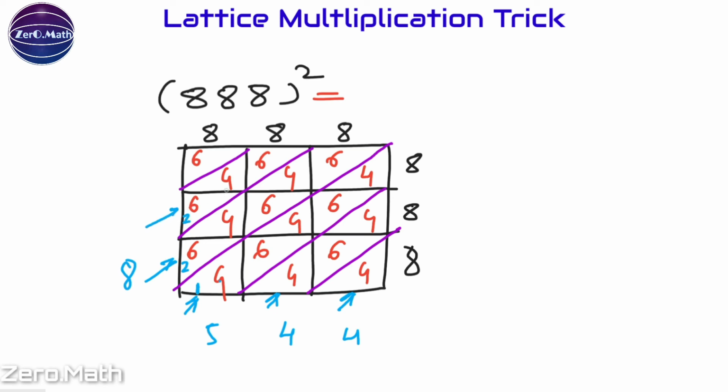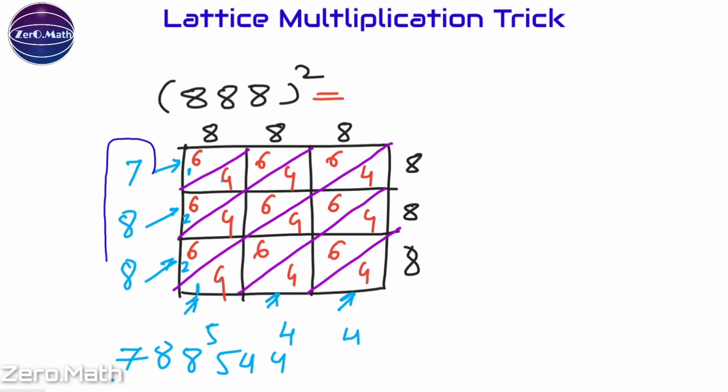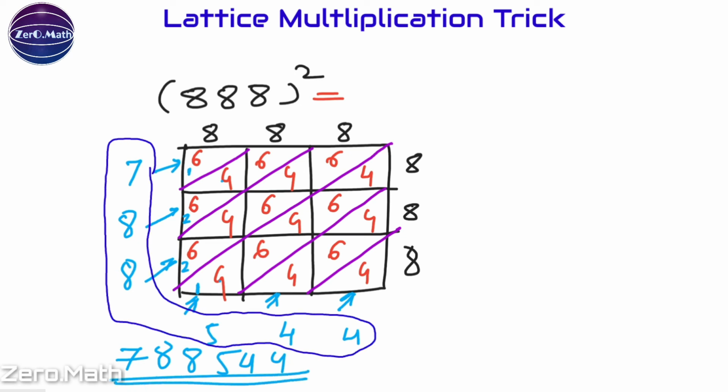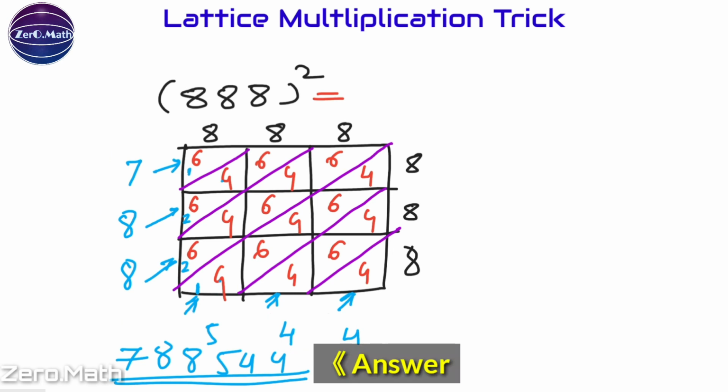So let's add the next part. 6 plus 4, 10, 6, 16 and 2, 18, carry 1. 6 plus 1, 7 is the sum of the next part. So let's write down these digits. 7, 8, 8, 5, 4, 4 is the square of 888. You can see how easily we can find squares using this method.